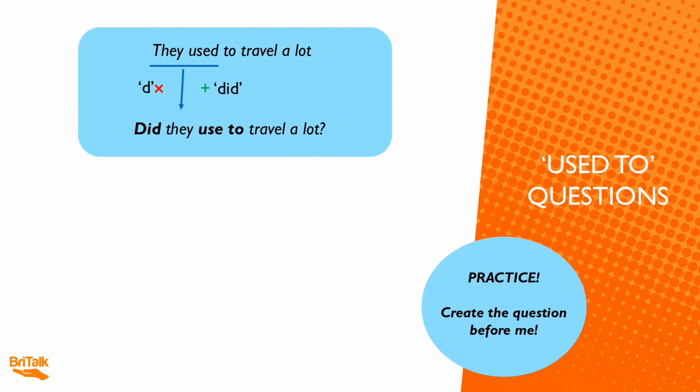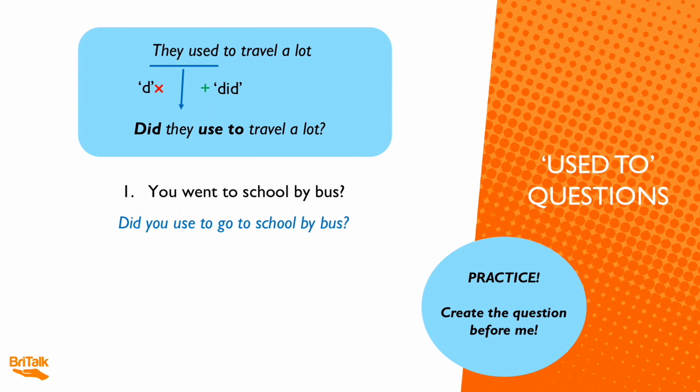So I want to practice together and I want you to see if you can create the question before me. Okay, are you ready? So number 1, you went to school by bus. So how can we create a question from this sentence with used to? I'll leave you a few seconds and then we can look at the answers together. Perfect. So did you use to go to school by bus? Without the D on use.